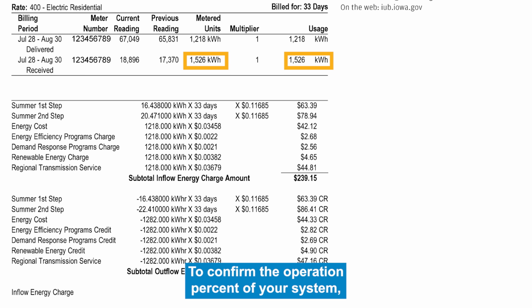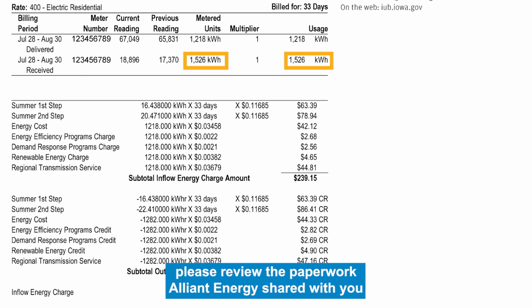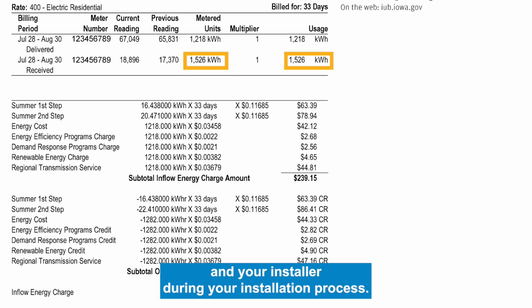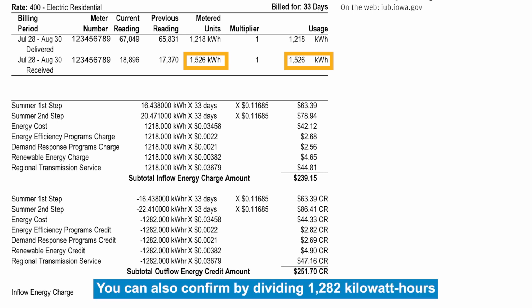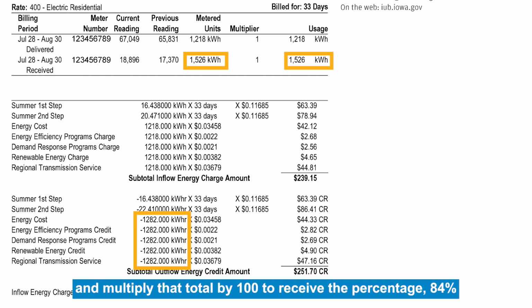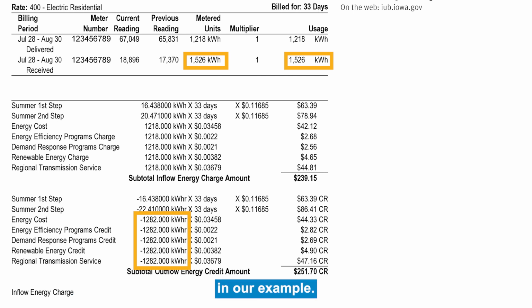To confirm the operation percent of your system, please review the paperwork Alliant Energy shared with you and your installer during your installation process. You can also confirm by dividing 1,282 kilowatt hours by the initial received excess of 1,526 kilowatt hours and multiplying that total by 100 to receive the percentage, 84% in our example.